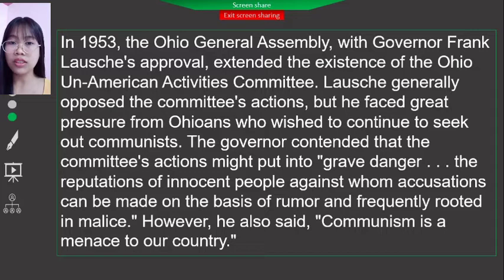In 1953, the Ohio General Assembly, with Governor Frank Lausche's approval, extended the existence of the Ohio Un-American Activities Committee. Lausche generally opposed the committee's actions, but he faced great pressure from Ohioans who wished to continue to seek out communists. The governor contended that the committee's actions might put into grave danger the reputations of innocent people against whom accusations can be made on the basis of rumor and frequently rooted in malice. However, he also said communism is a menace to our country.